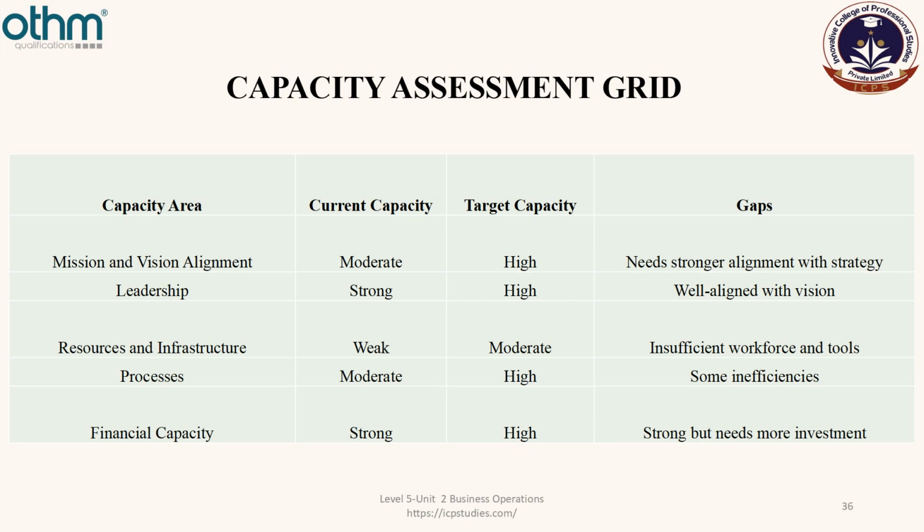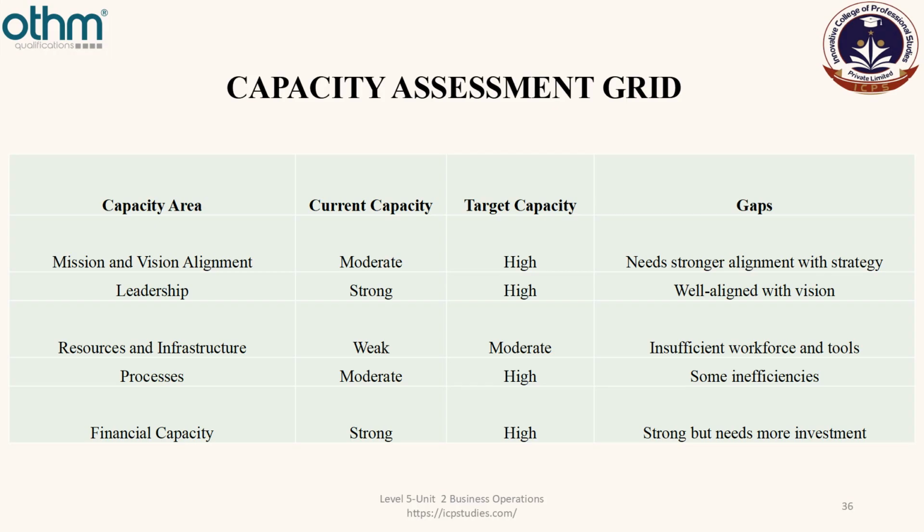Now if we talk about leadership, the current capacity is strong, and our target capacity is high. So strong and high are almost the same, so there is no gap. It is well aligned with the vision. Then we have the resources and infrastructure. Our current capacity is weak here, and the target capacity we are expecting is moderate. So we want moderate resources and infrastructure, but we have weak. So what is the gap? That is insufficient workforce and tools. This insufficient workforce and tools leads to weak resources and infrastructure.